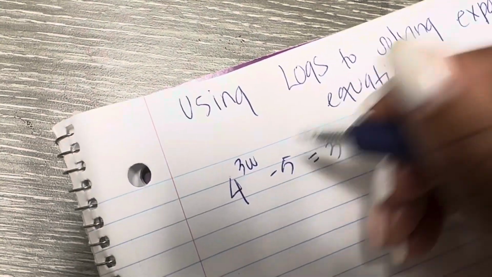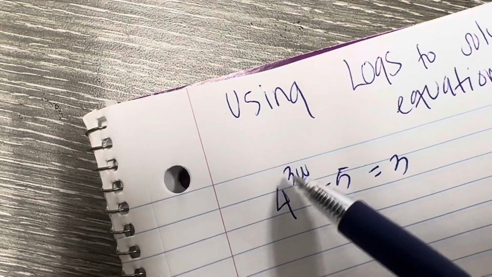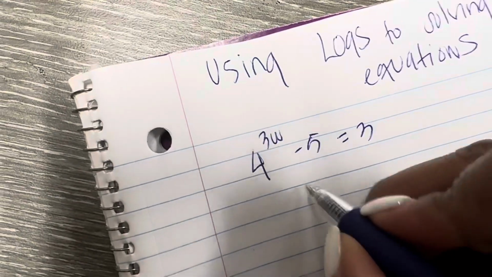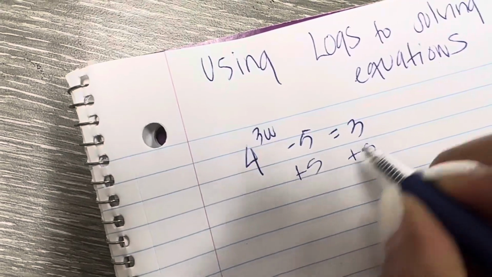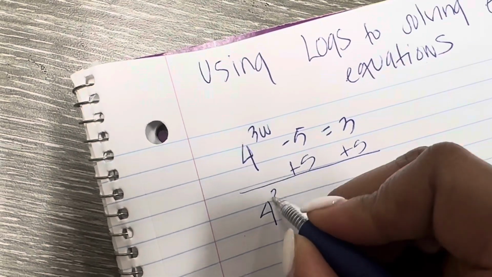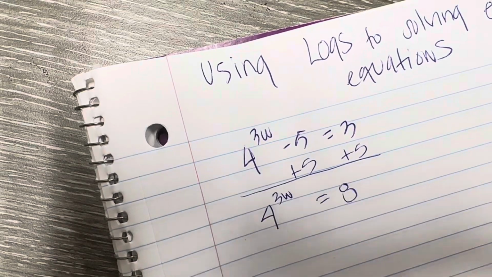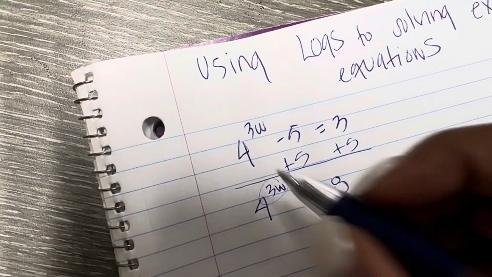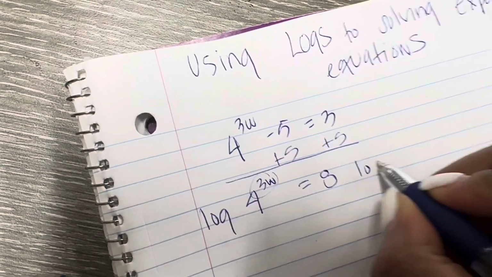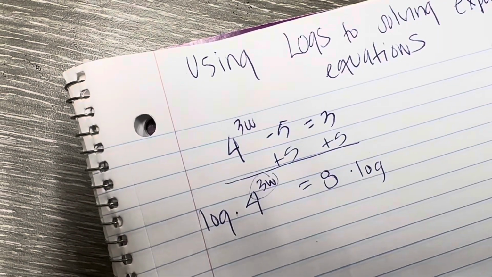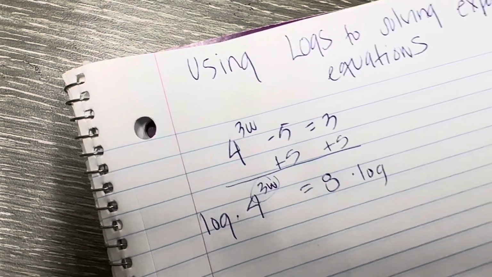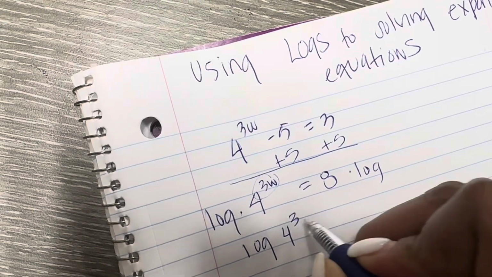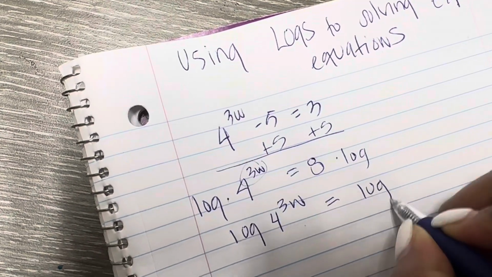Okay, the whole point is to get w by itself, to get the unknown variable isolated. So how will we do that? Well, first you have to add 5 to get rid of this, subtracting 5. Make sure you do that first. And how do you undo an exponent? Well, you take the log of both sides. So now you have log 4 to the 3w equals log 8.